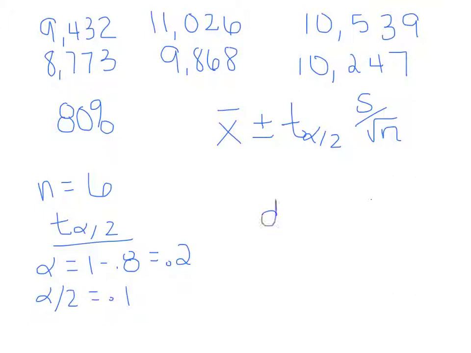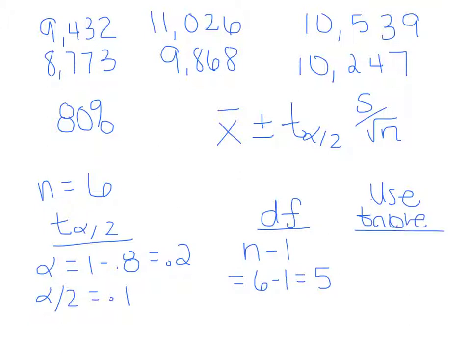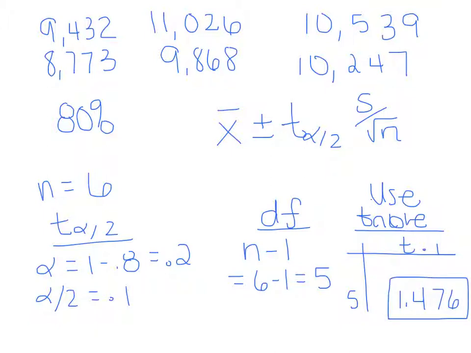Now we need to find degrees of freedom. So remember, degrees of freedom is n minus 1, which for us is going to be 6 minus 1, which is 5. And now we use the table. So look at your table, right? You're looking for, along here you're going to look for a 5, and up here you're going to look for t sub 0.1. And you want to find where those two intersect in order to get your t of 0.1. Now I looked that up in my table. It looks like I got 1.476. And that's the number that we'll use as our t of alpha over 2.